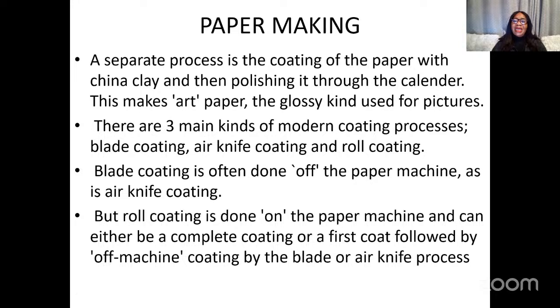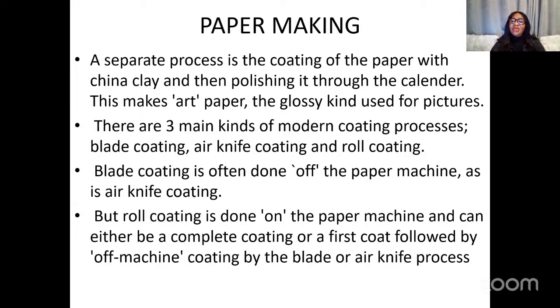Then at this stage, there's a separate process that is called coating. Coating of the paper with China clay, then polishing it through the calender. When it is coated with China clay, you can produce art paper or the glossy kind of paper that is used for pictures. That is how you produce it, by coating it with China clay and then polishing it through the calender.